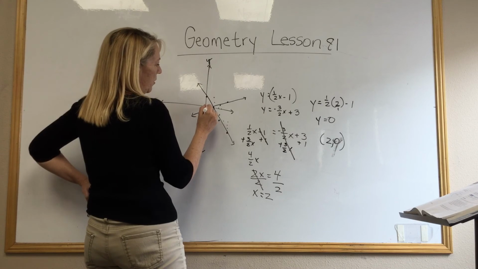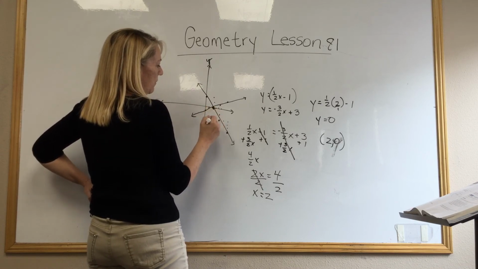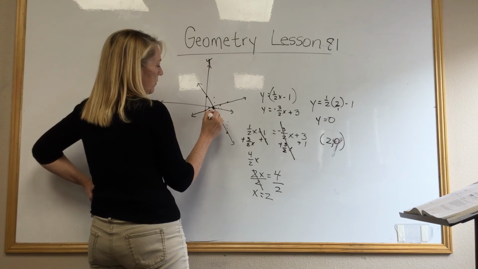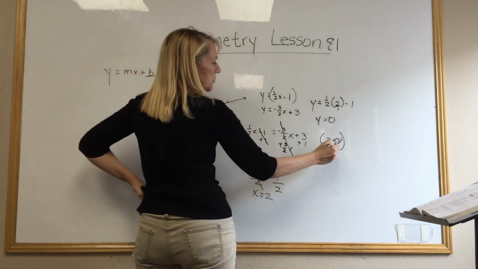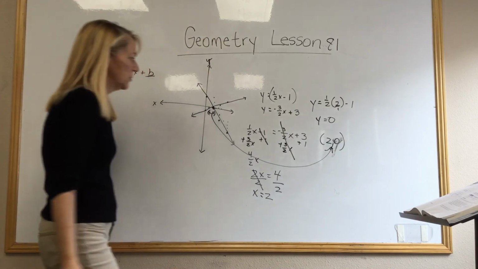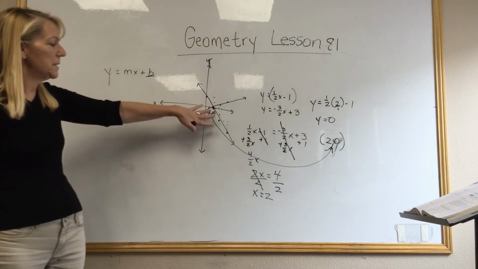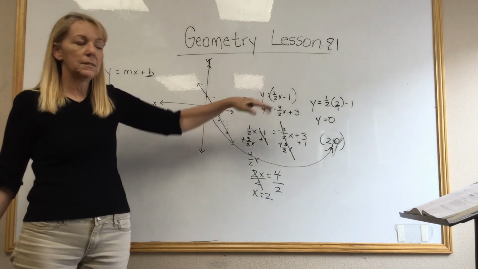And it looks like I crossed it right at the 2 and the 0. So that would be (2, 0), and this is (2, 0) also. So that's how you graph it. I know this is messy, and that's how you solve it using substitution.